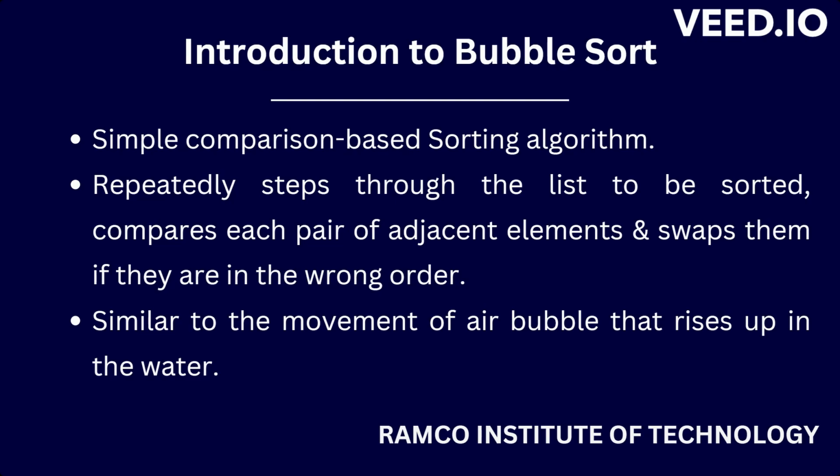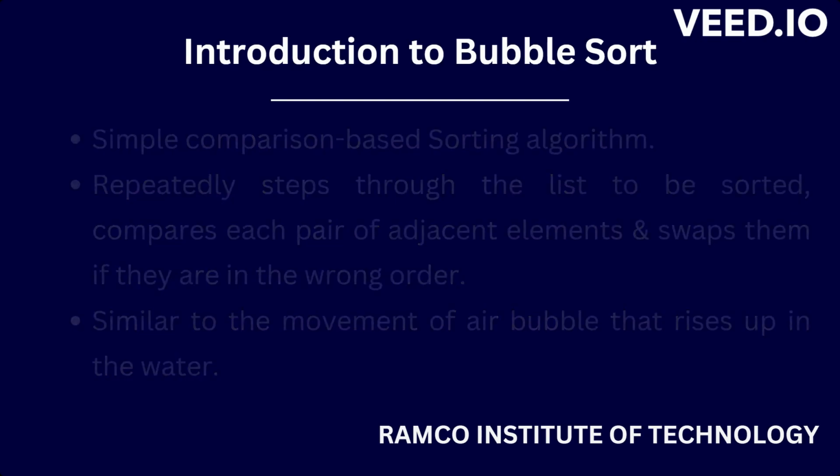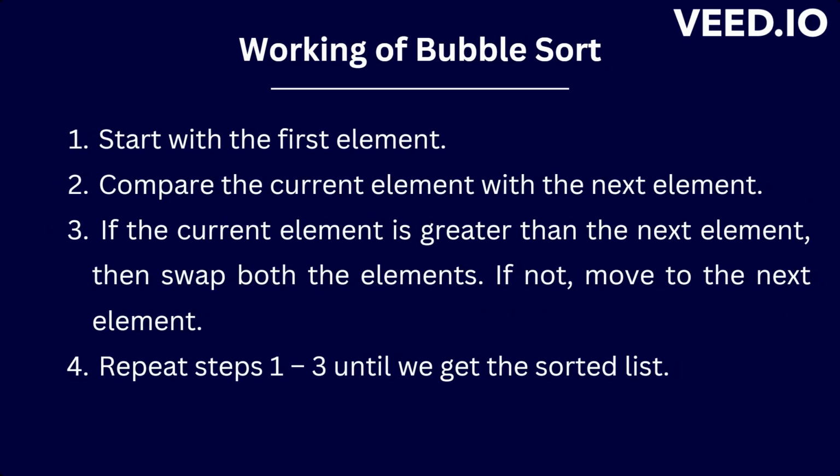So here comes the working of bubble sort. Bubble sort starts with the first element. It compares the current element with the next element. If the current element is greater than the next element, then both the elements are swapped. If not, move to the next element. Repeat steps 1 to 3 until we get the sorted list.